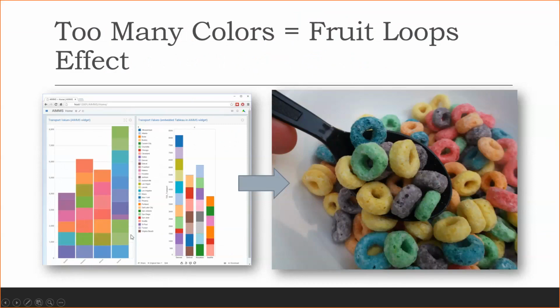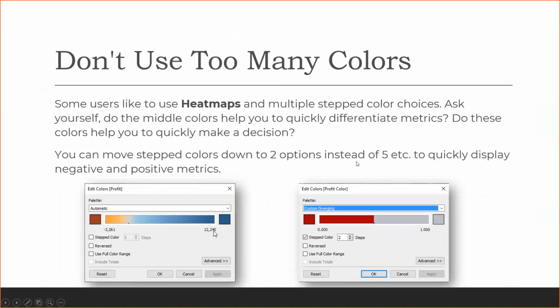So when you have a chart like this, you can't really differentiate. It's too much visually on your user. So I just put this picture of Fruit Loops because can you really distinguish one over the other? So just remember the Fruit Loops effect. Once again, just don't use too many colors.